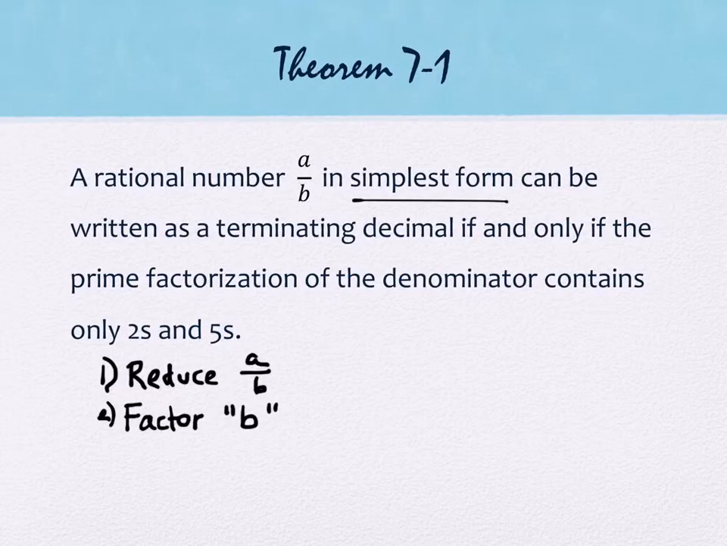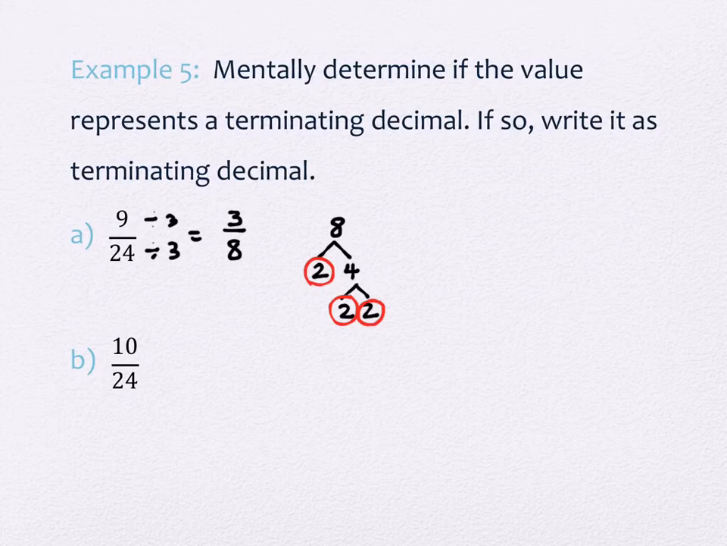Okay, so coming back over here, it says the prime factorization of the denominator contains only 2's and 5's. That doesn't mean it has to have both. It just means it can't have anything else. So does this one terminate? Yes, it does. It will terminate. And it tells us that if it terminates, it wants us to find what number it terminates to.